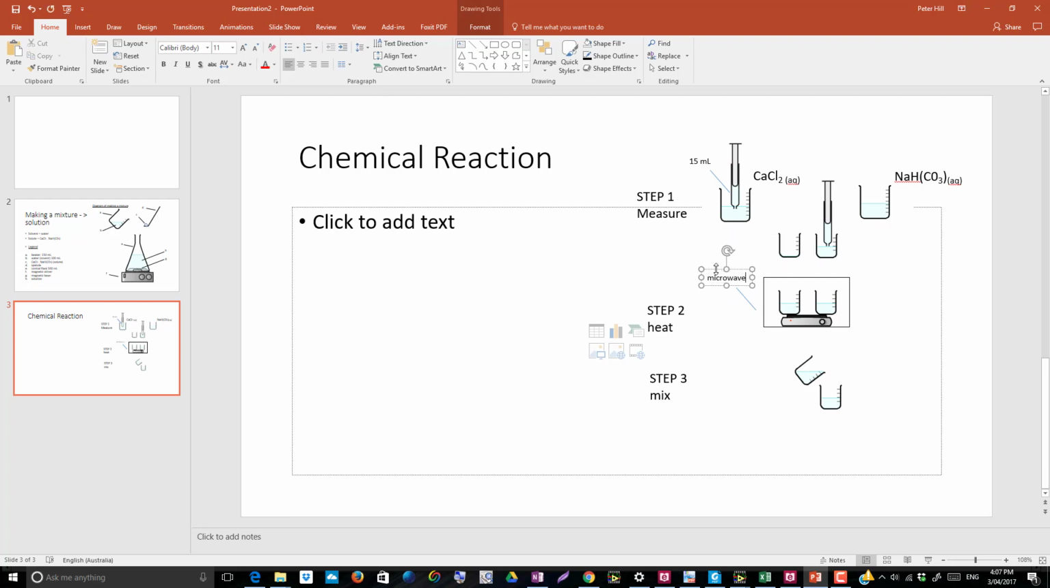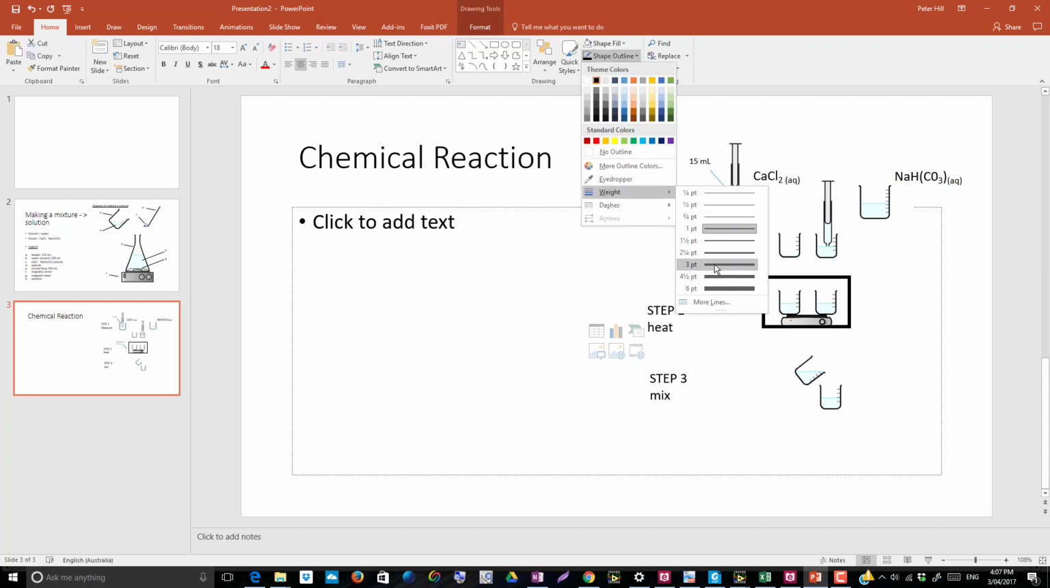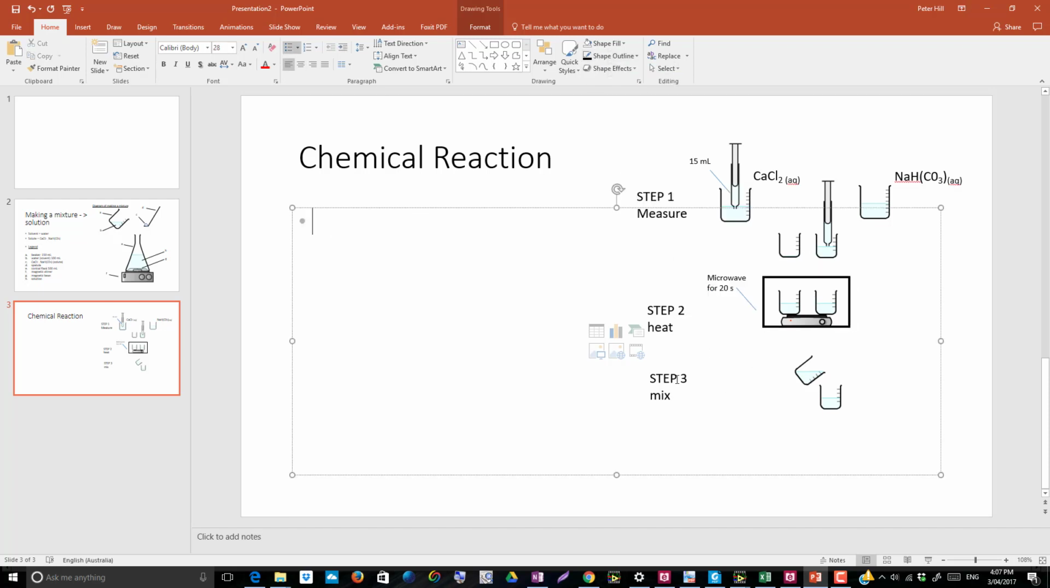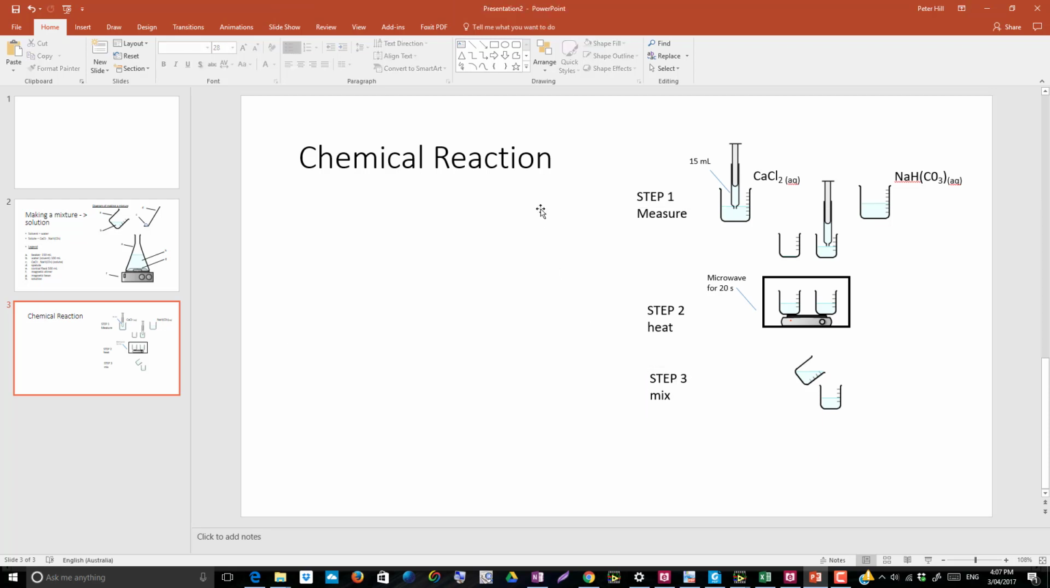And I'm starting to label a few other things. I'm telling you that's a microwave oven, and that you can heat it for 20 seconds in a small microwave oven. That will increase the temperature and increase the reaction rate, so it'll get a nice big fizz from it. We'll look at the reaction a bit later on.